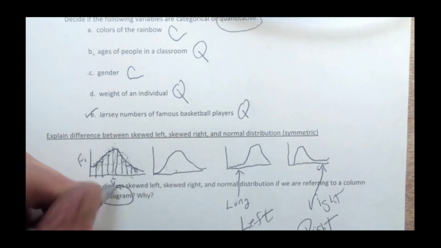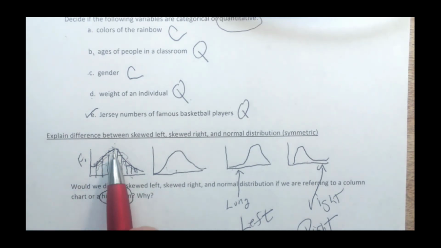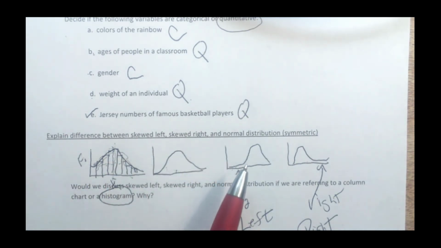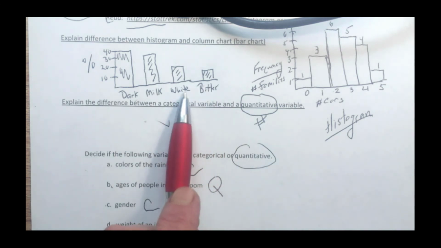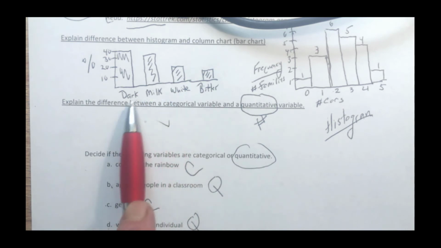We refer to histograms most of the time when we talk about how the data is skewed. And that's because it's quantitative data. Qualitative data, it's hard to skew something. For instance, how do you skew something towards bitter? They just are what they are, bitter chocolate, white, milk, or dark.